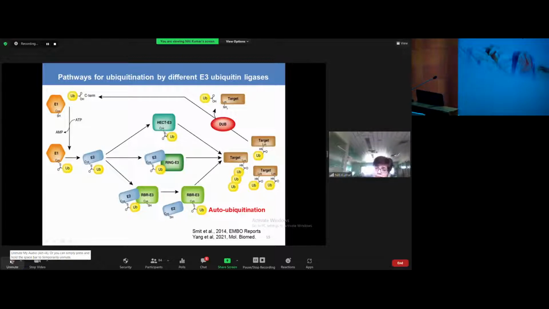One is the HECT E3 ligase, the other is the RING E3 ligase, and there is an underrepresented category called the RING-between-RING E3 ligase. This is a very unique class of E3 ligase which has properties of both HECT and RING E3 ligases. As you can see, it can undergo autoubiquitination as well as transfer the ubiquitin to the target protein.